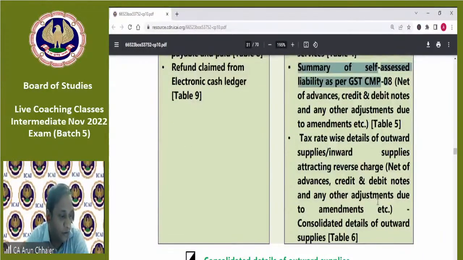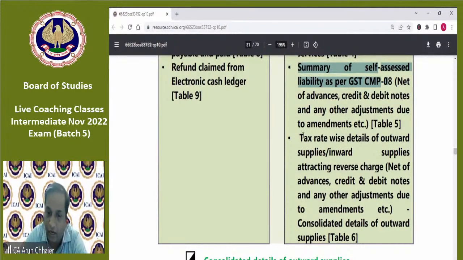If a supplier follows the calendar year, then the due date of filing is still the same. It is irrespective of the accounting year which you are following. The due date is 30th April. And quarter according to GST means April to March. Financial year means April to March. So April to June is the first quarter, July to September is the second quarter, likewise. So the due date would always be 30th April after the end of March.